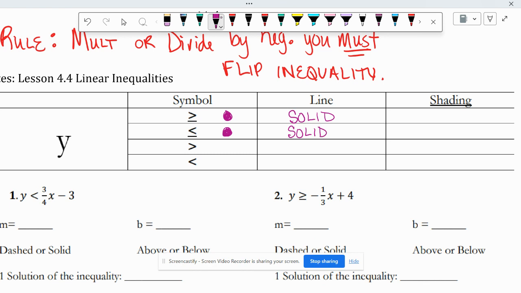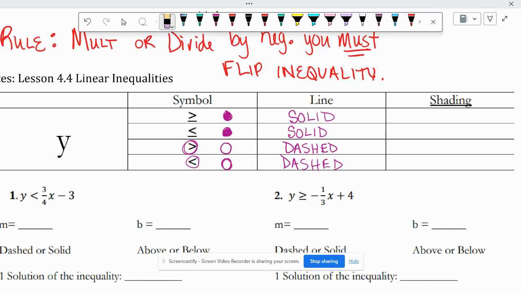If I were to graph this symbol on a number line, my circle would be open because it doesn't include that number. So that means that my line that I graph is going to be dashed. It's going to be a dashed line. Less than symbol, again, is going to be an open circle. So that is going to produce a dashed line.